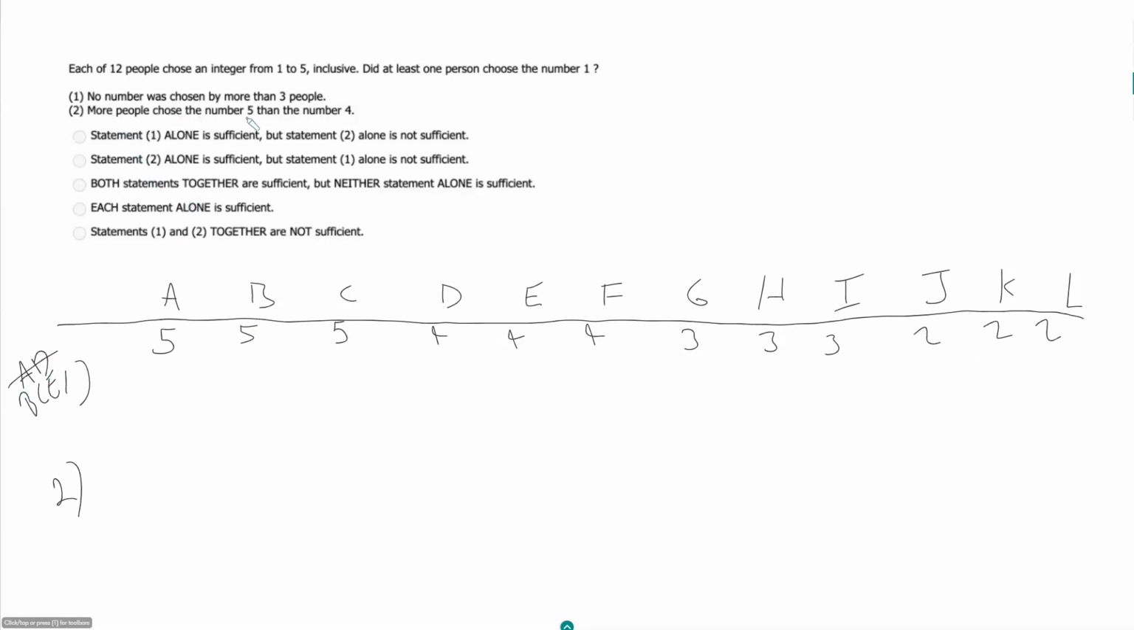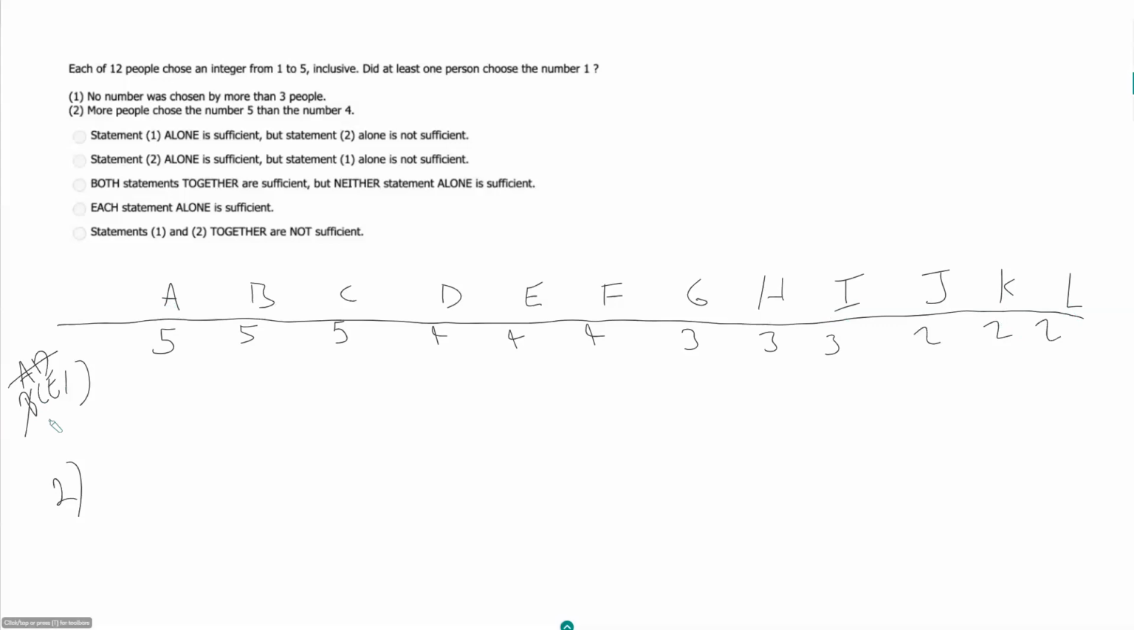More people chose the number 5 than the number 4. Okay, so in this case, what does that mean? We can have 10 of our people choose a 5, 2 people choose a 4. So in that case, no 1s were selected. Or we can have 10 people choose a 5, 1 person chose a 4, and then 1 person chose a 1. In that case, 1 would be selected. So by itself, this is insufficient.